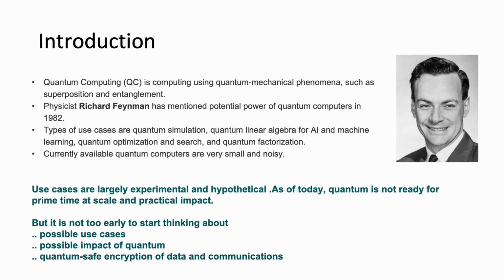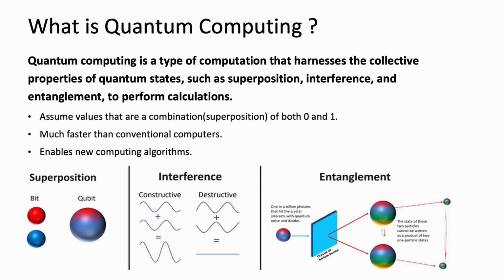One important thing which I would like to mention at the start of the presentation is that the use cases of quantum computers are very largely experimental and hypothetical. As of today, quantum computers are very small and noisy, and current computers can easily outperform them. But it is not too early to think about possible use cases, the possible impact of quantum, and quantum safe encryption of data and communication. The properties of quantum states which we have are superposition, interference, and entanglement.